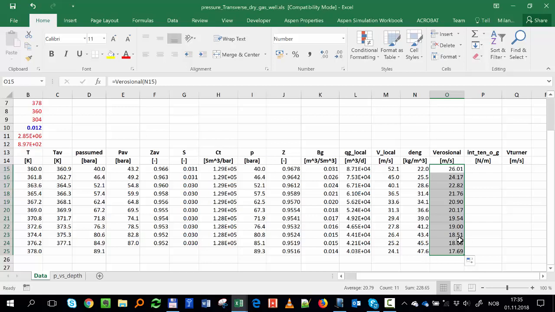So was it correct? Density goes high, and then this one goes down. Okay, which makes sense. When you have a denser fluid, it hits harder, and then the velocity needed to start taking material out of the walls can be lower.